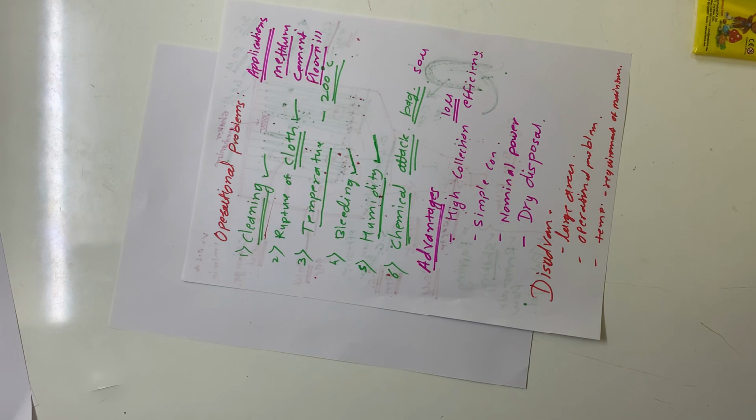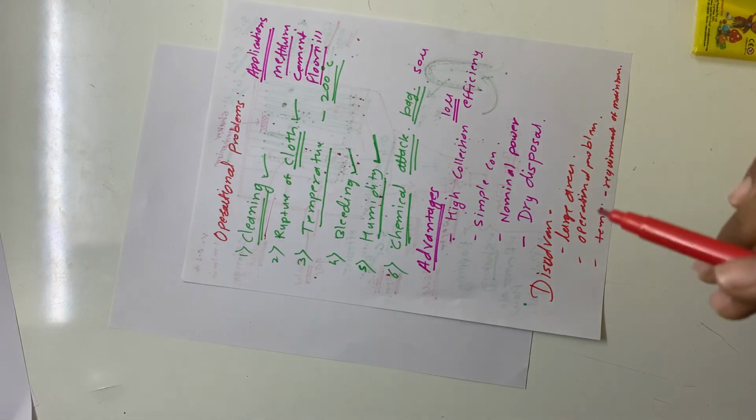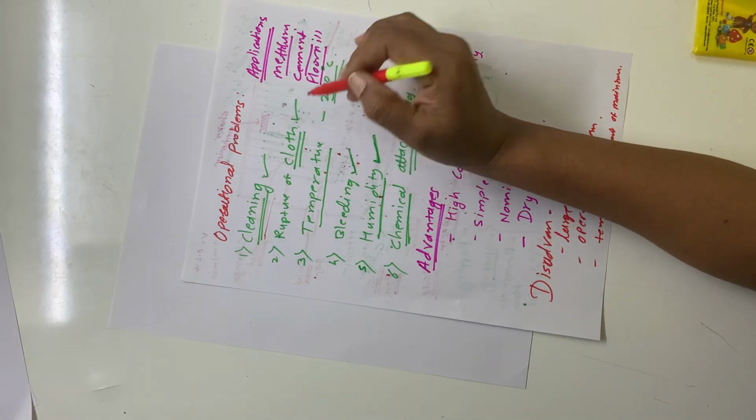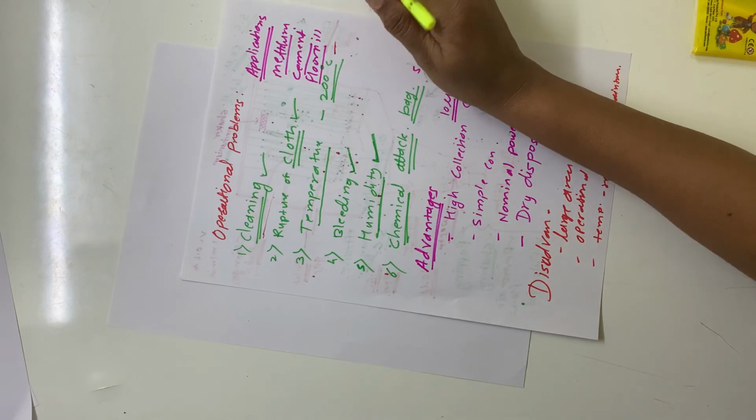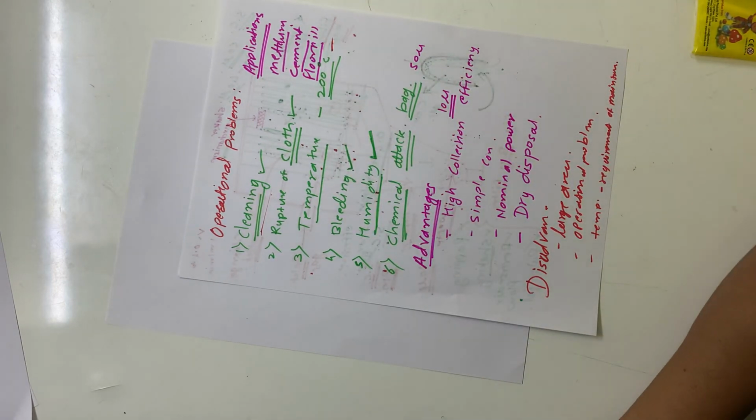This way you can use this equipment for metallurgical industries, cement industries, and flour mills, where very fine particles are emitted during the production process of these particular products. So this is about the bag filter.